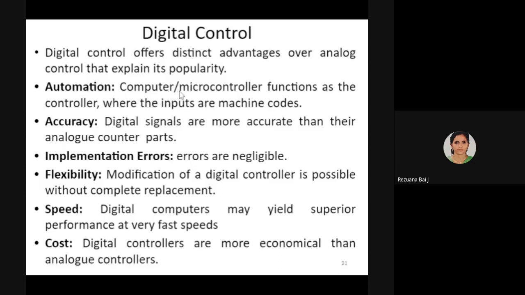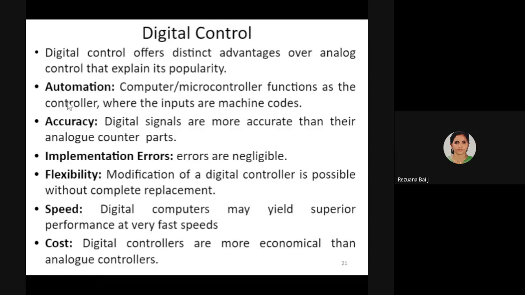Coming to the automation, an automation computer or microcontroller functions as a controller where the inputs are machine codes. Also, when you compare the accuracy, the accuracy of digital signals is higher. How? Digital signals are represented in terms of zeros and ones. Typically, 12 bits or more are used to represent a single number. So this involves a very small error as compared to the analog signal.